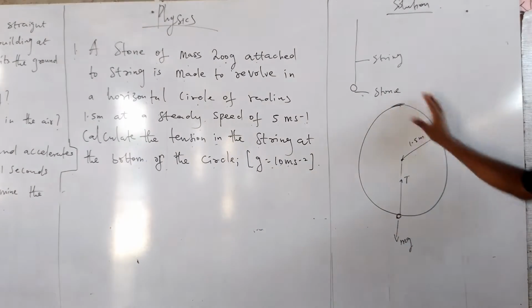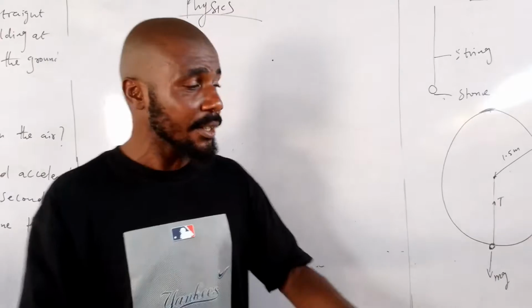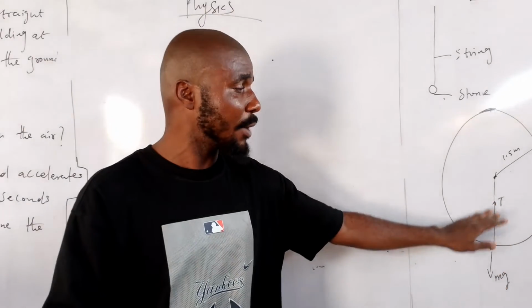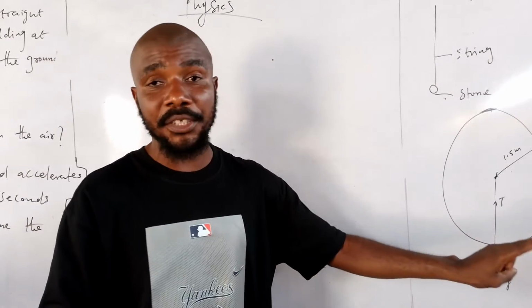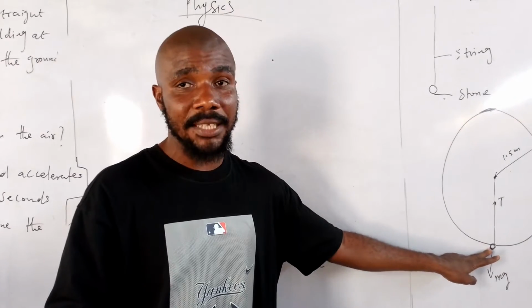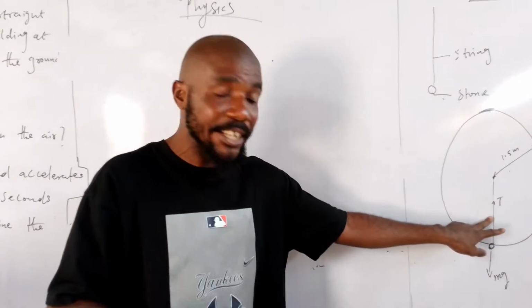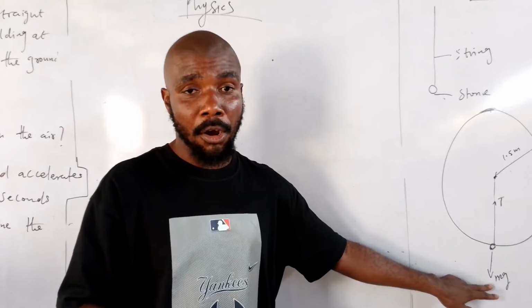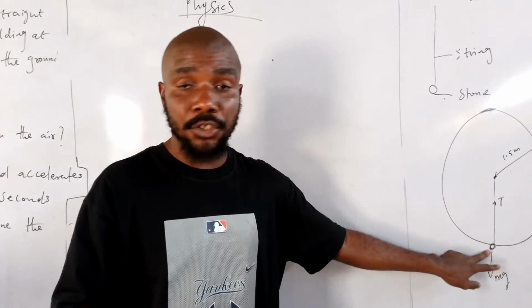Okay, let's proceed to finish the whole thing up. Now, look at the system we have here. The system we have here is a system where two forces are acting on this stone that is standing on a string. The two forces are tension on the string and the weight of the stone.